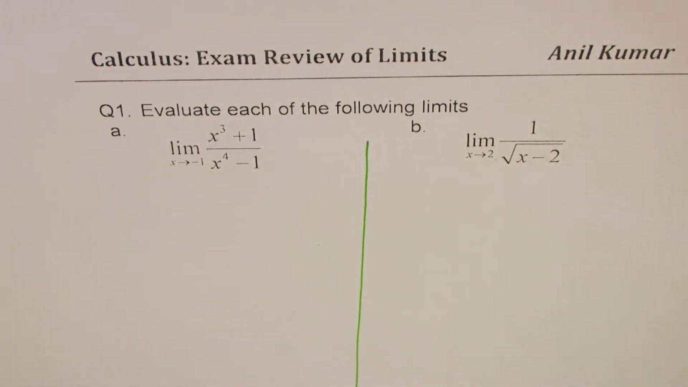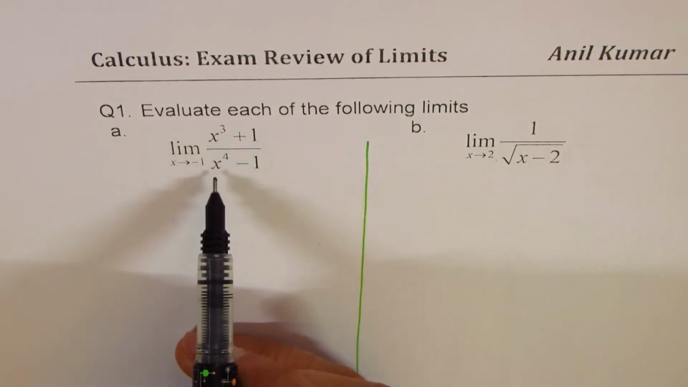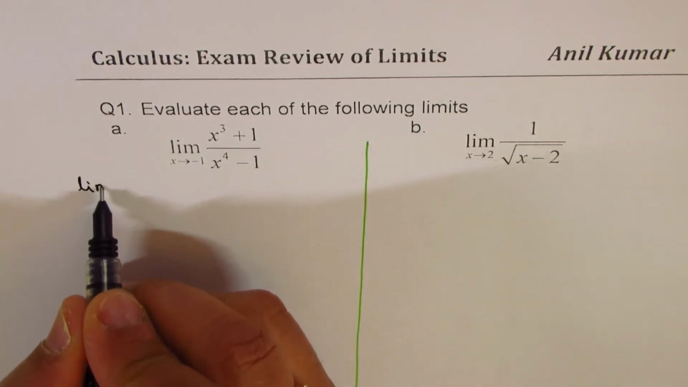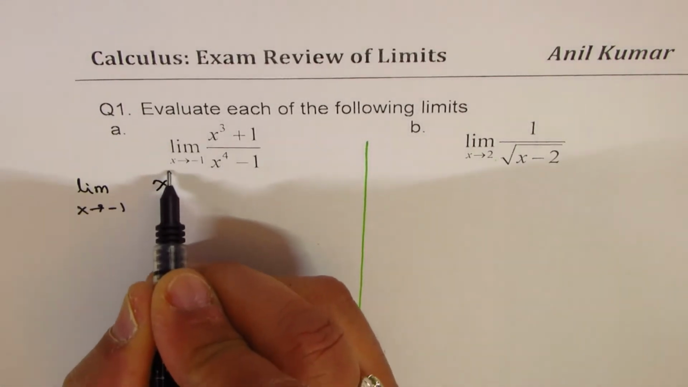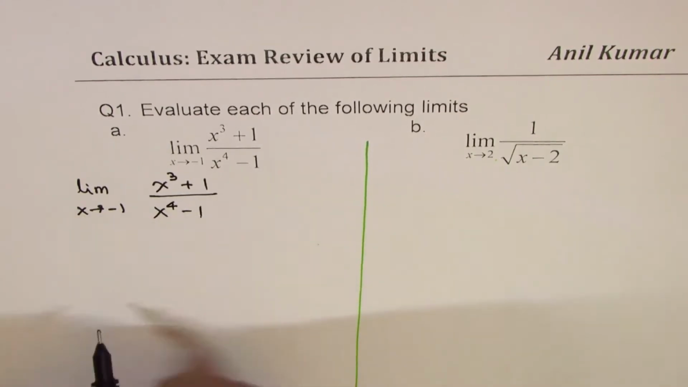We have the limit as x approaches -1 for x cubed plus 1 over x to the power of 4 minus 1. So look here, let's rewrite this question: limit as x approaches -1 of x cubed plus 1 over x to the power of 4 minus 1.